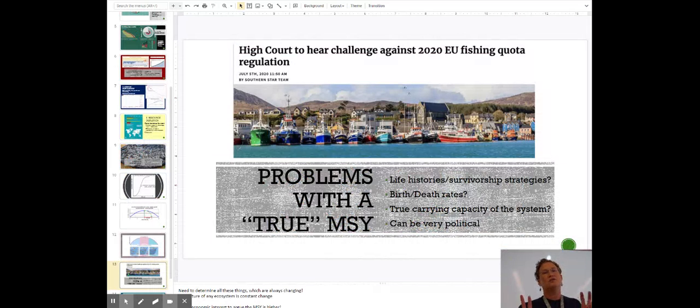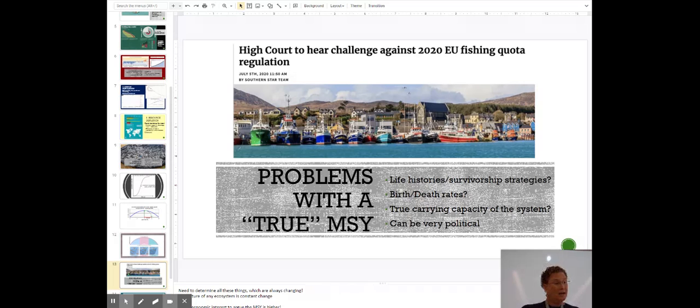Okay, so there's problems with a true MSY. Life histories and survivorship strategies: if we don't have good data, then we can't make good predictions. Birth rates and death rates can change. What's the true carrying capacity of a system? That's always hard to know. How big of an area does something really need? And it can be very political because people want to make money. So that's why the tragedy of the commons is a problem. People are greedy and they want to take things, or they just don't know how much they can take. So we need really good science to be able to set these maximum sustainable yields. So these are the problems with a true maximum sustainable yield.